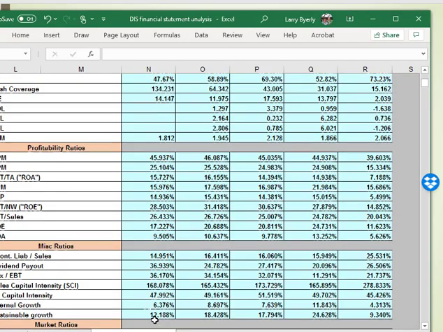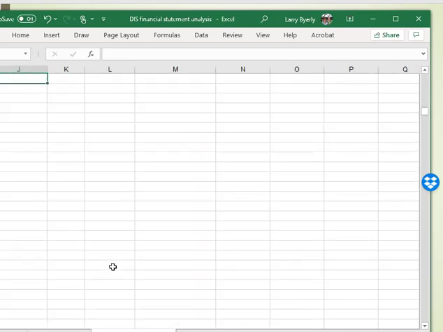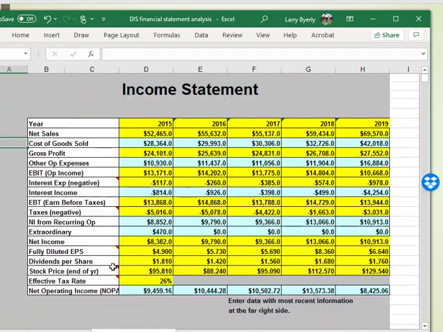Now what you're going to do for your company is you're going to find a company, and the first thing you'll do is get the data for your company into this spreadsheet. It'll take a little bit of time. It all comes from either Zacks.com or YahooFinance.com. Both of them will provide the data that you need for this information.